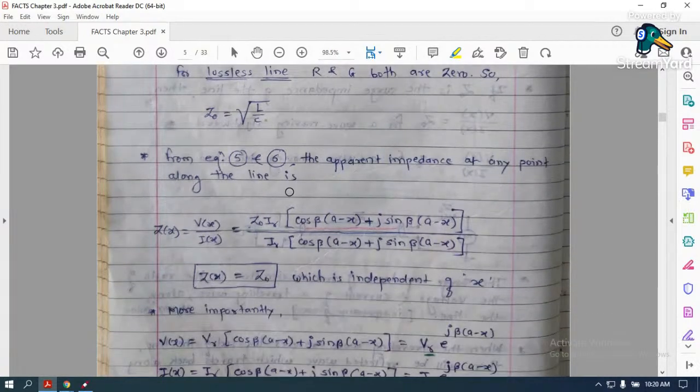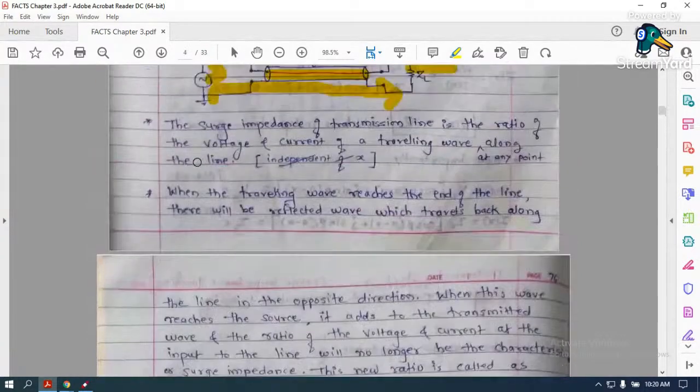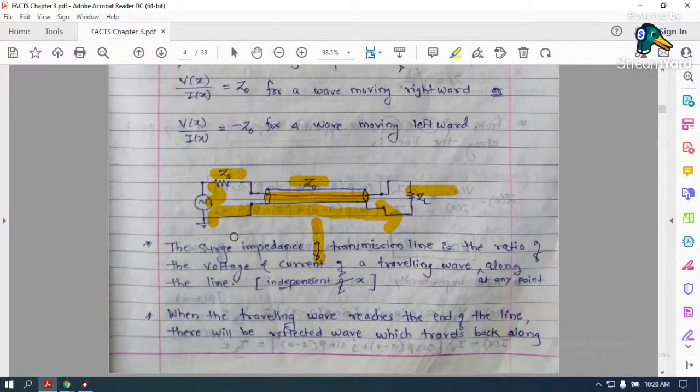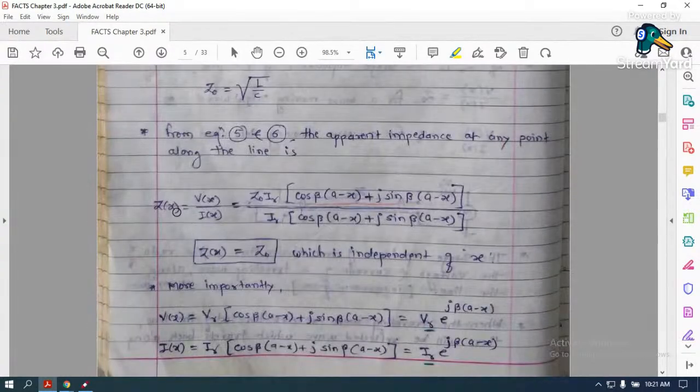Now from equations 5 and 6, the apparent impedance at any point along the line, or impedance at any point. Let at point x, what will be the impedance? Take a transmission line, let this distance be x miles. At this particular point, let us check what the impedance will be. It is V of x upon I of x. Take the voltage at that point and the current at that point, and their ratio gives the impedance. So Z of x will be equal to V of x upon I of x.